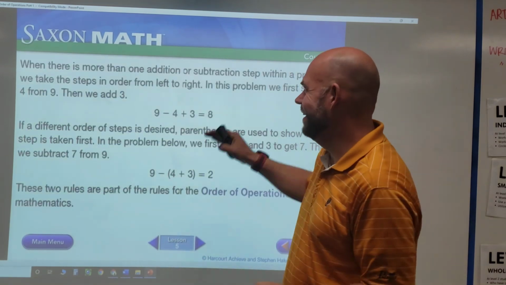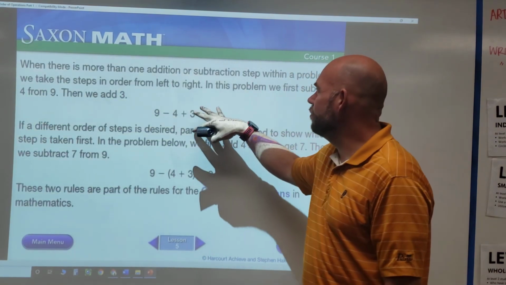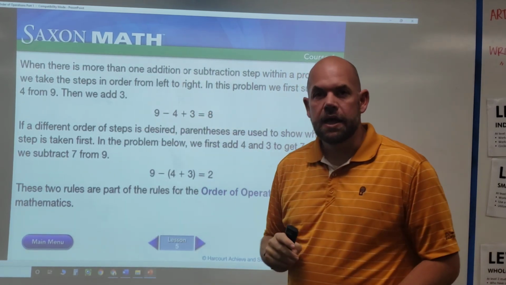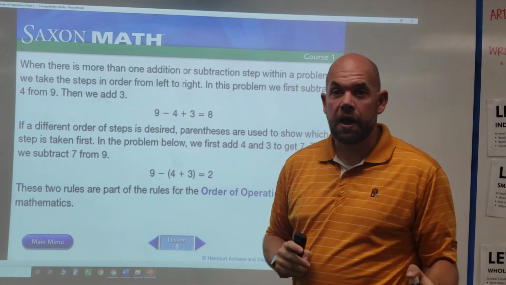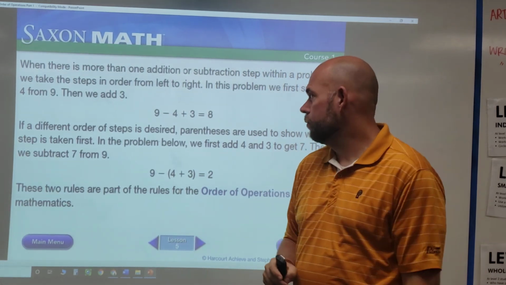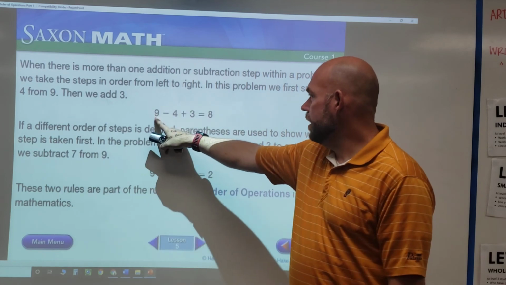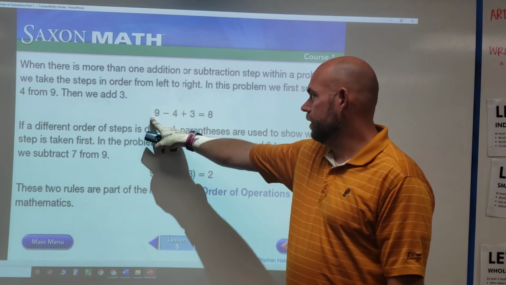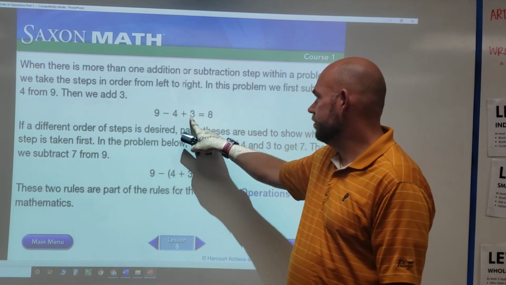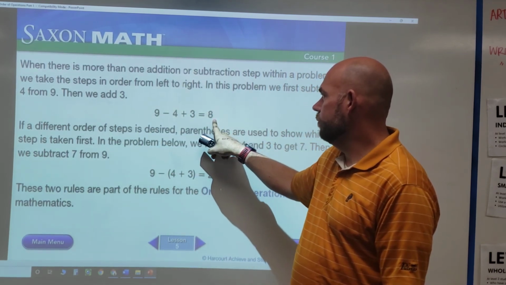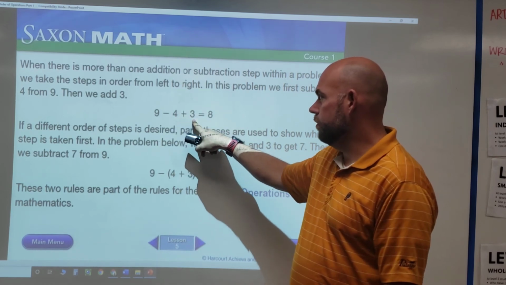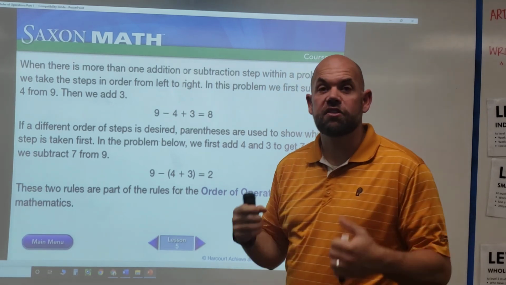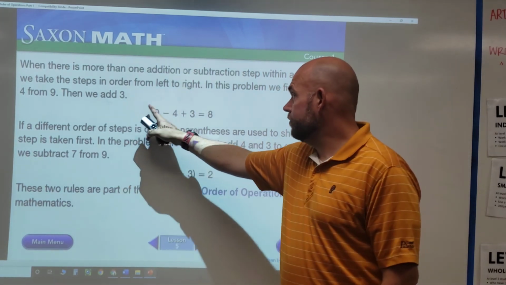Oh, not yet. There's a little more instruction here. It says when there's more than one addition or subtraction, we take the steps from left to right. And again, it doesn't matter if it's addition or subtraction. What matters is that you go from left to right and solve them one at a time. So here, where it's 9 minus 4 plus 3, we just start on the left. 9 minus 4 is 5. Plus 3 is 8. Now if we did 4 plus 3 first, that would be 7. 9 minus 7 is 2. So we're going to get a different answer, and that's why it's so critical you start from left to right.